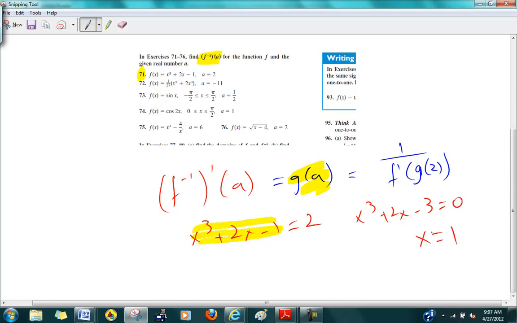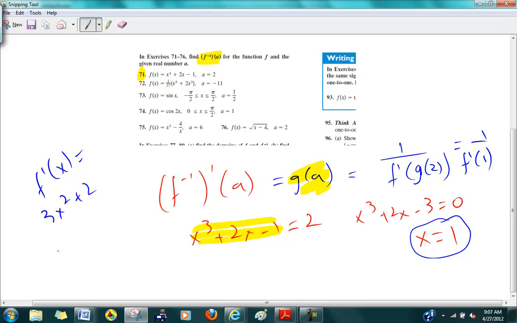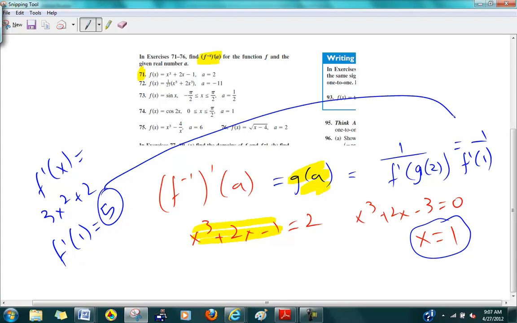So this here is the x value of f. So it's going to become the y value of g. Okay? Is everybody with me on this? What's f prime equal to? 3x squared plus 2. What's f prime of 1 equal to? 5. You come back and you put it in here. What's your answer equal to? 1 over 5. Is that what the book tells you at the back?